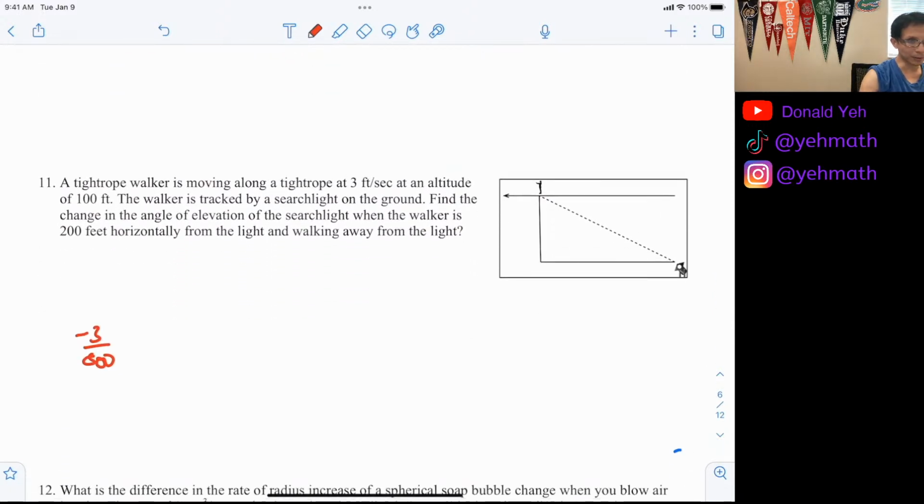This one. So we're going to talk about this one. You're going to do this one. See if you got -3 over 500. Before you move on, ask the other person which trig ratio they used. Your answer should be -3 over 500. Read the question carefully, annotate. Are they walking away or walking toward the lights? Those are all information that you need to annotate.